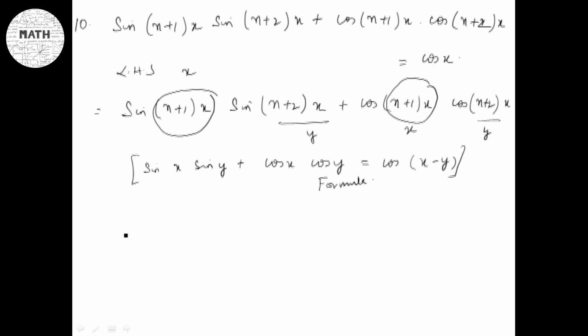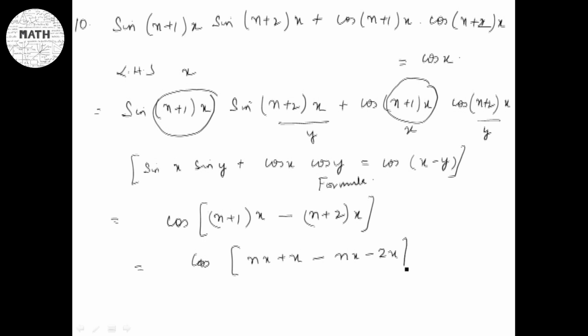So if I use this formula, the answer I will get is nothing more than cos((n+1)x minus (n+2)x). If I remove the bracket, I will get cos(nx plus x minus nx minus 2x). So nx and nx cancel, and I'll get the answer cos of minus x. Cos of minus x is nothing more than cos x, which is equal to your right hand side. So this is how we're going to do question 10.